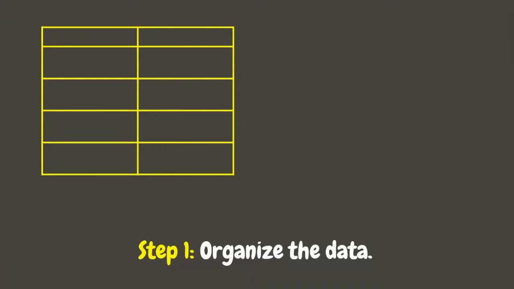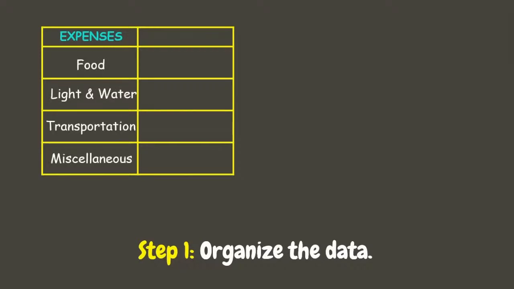Therefore, for our first column, we are going to list all the expenses, which are food, light and water, transportation, and miscellaneous. For the next column, let's put the corresponding amount spent for each item. For food, we have 1,500 pesos, 600 pesos for light and water, 300 pesos for transportation, and 600 pesos for miscellaneous.